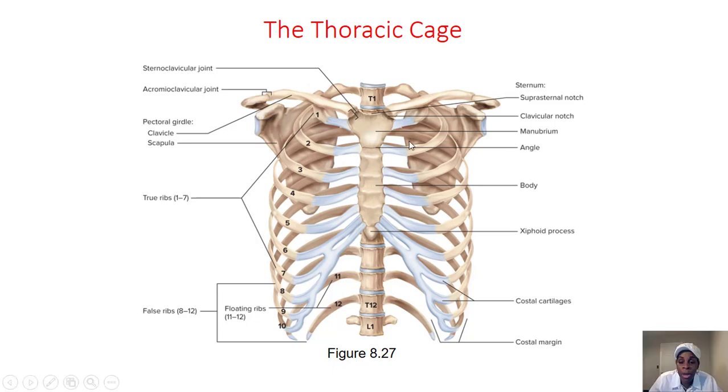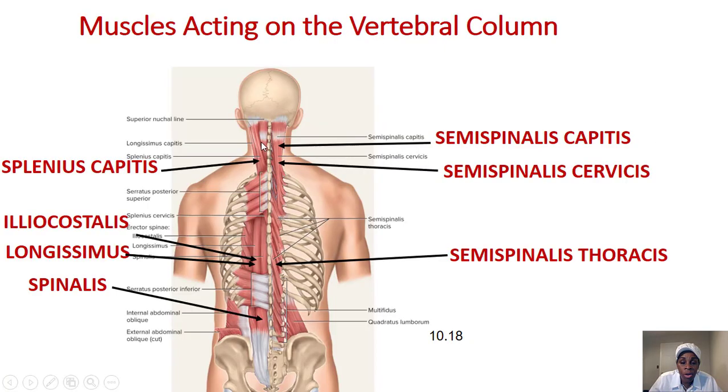So we don't consider them as part of the trunk. Here, the muscles acting on the vertebral column, you see the semispinalis capitis. Capitis means the head, coming from the back here. The semispinalis cervicis on the neck area, the semispinalis thoracis on the thoracic area, right? And then we have the spinalis under it. You see the spinalis coming from here all the way down, up here. Then the iliocostalis and longissimus.